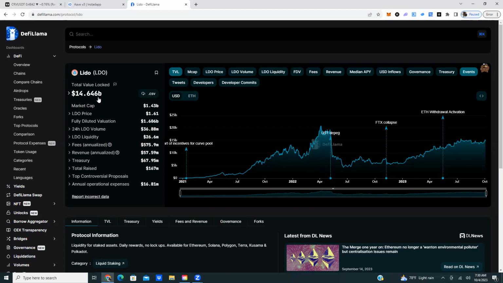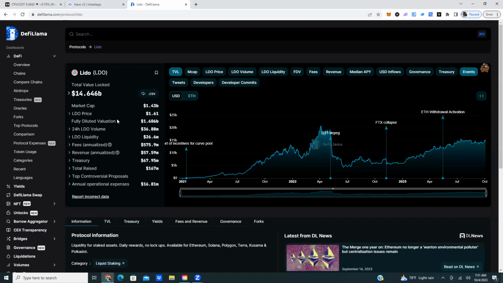So current value locked is $14.64 billion locked in. They have a market cap of 1.43 billion. The Lido price is $1.61. The fully diluted valuation of this asset, which is LDO, is 1.60 billion dollars. 24-hour LDO volume has been 36.88 million. The LDO liquidity is 26.6 million.